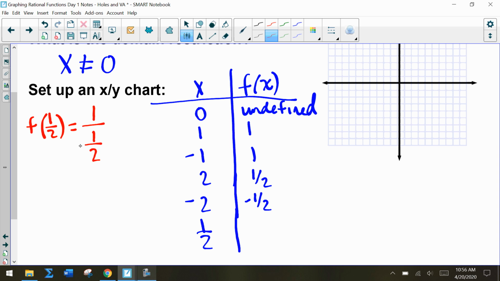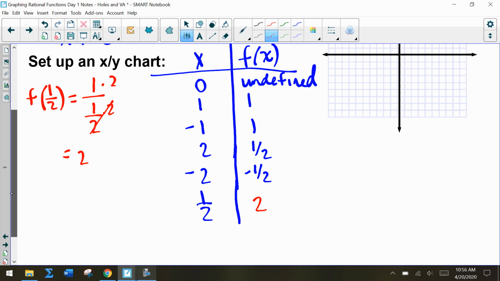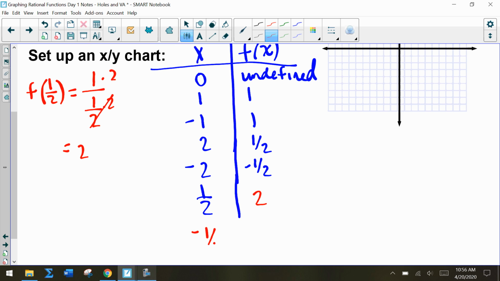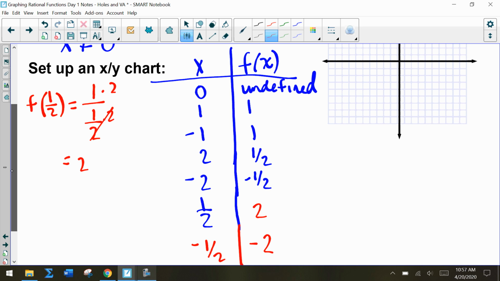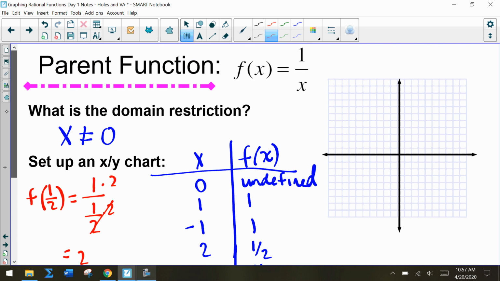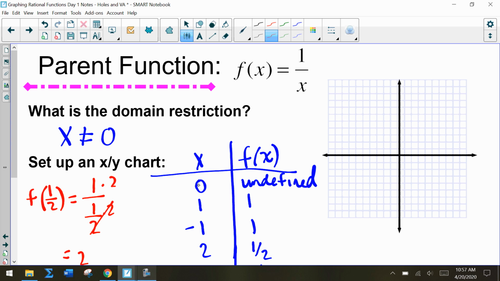We have a complex fraction over here, so we can multiply by 2. So f of 1/2 is positive 2. And then f of negative 1/2 is negative 2. So let's look and see what happens on this graph. So we have x is 0 is undefined.